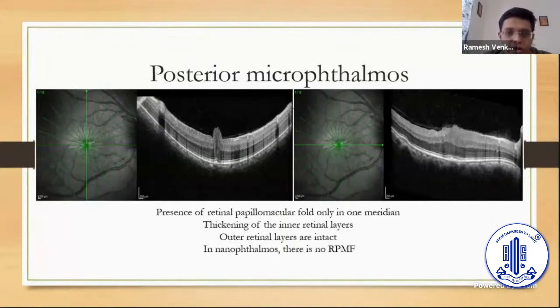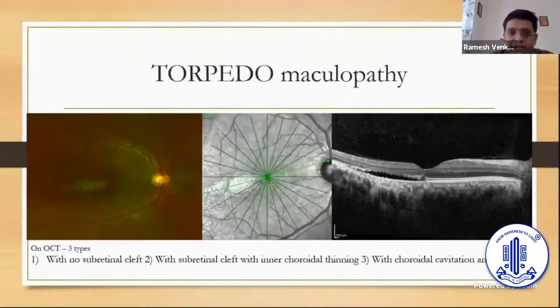Posterior microphthalmos: a very interesting finding which we found in posterior microphthalmos was the presence of the retinal papillomacular fold. People have described it commonly, but what we realized is that the fold is not present in all the meridians of the scan. It is present only in a specific meridian of the scan, thereby suggesting that the shortening of the globe happens only in one meridian. There is thickening of the inner retinal layers, the outer retinal layers are intact, and in nanophthalmos, where there is a uniform shortening of the globe, there is no retinal papillomacular fold. So that is something which we found.